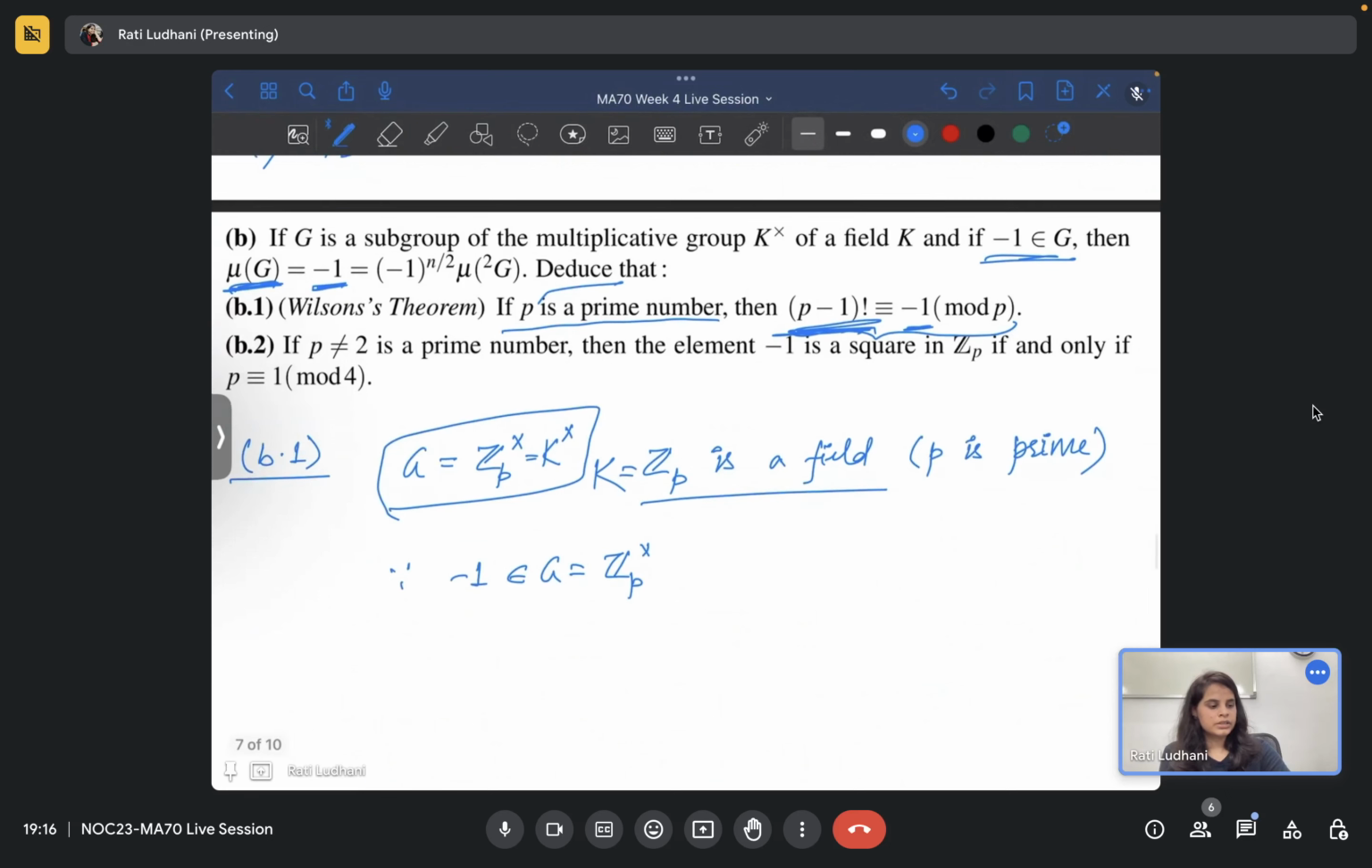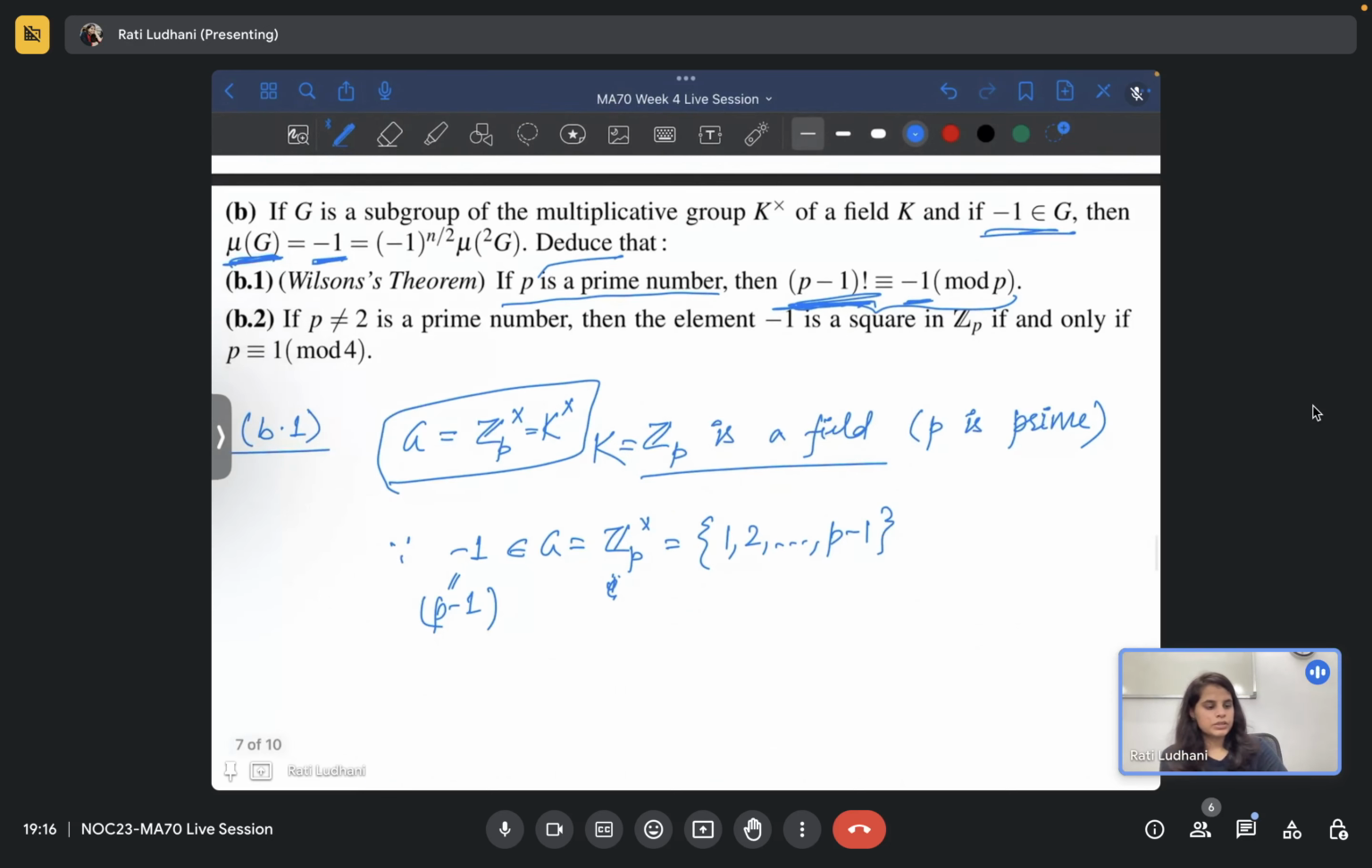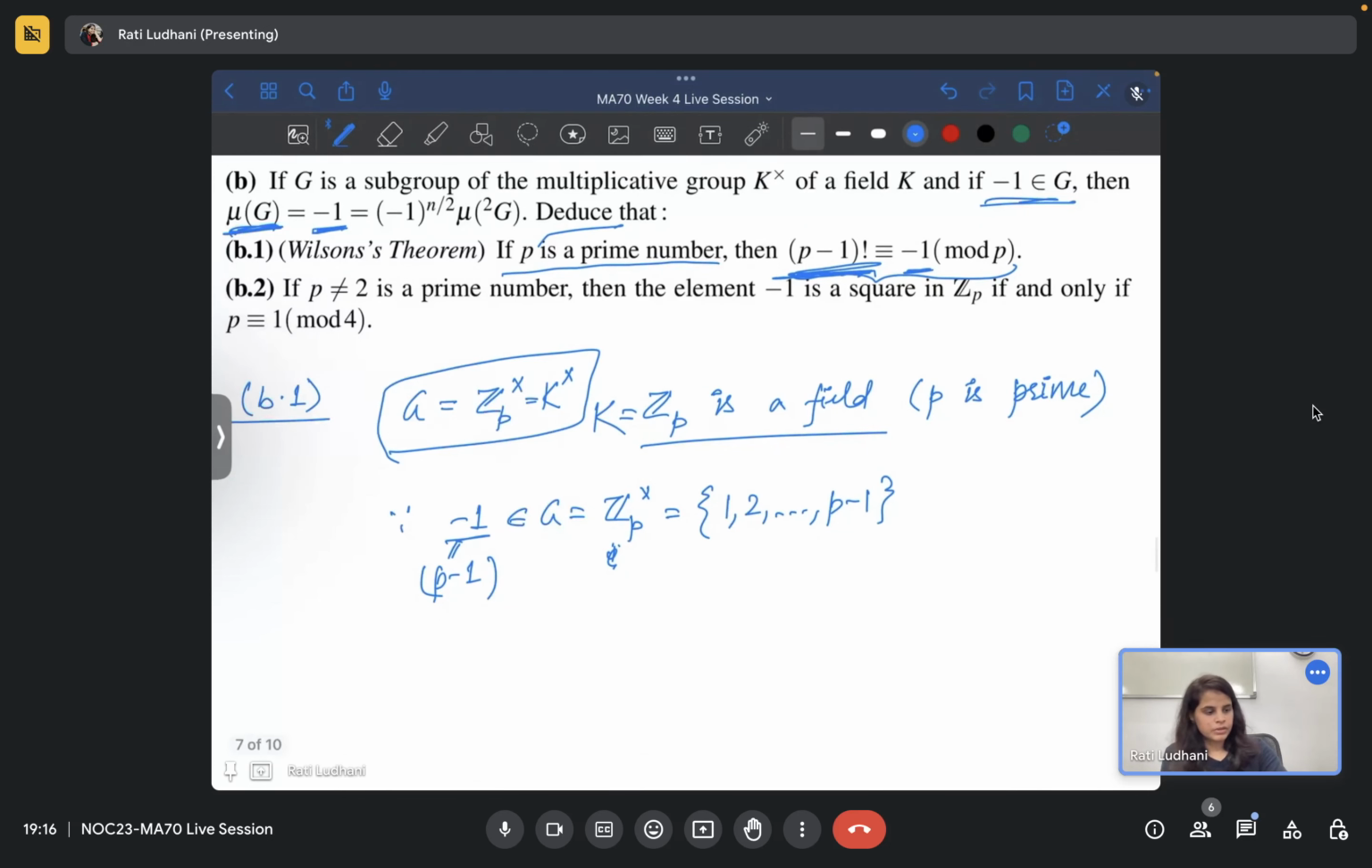What is that? This is like P minus 1. So you know that ZP cross is what? 1, 2, up to and so on, P minus 1 mod P. So P minus 1 is -1 mod P. So this -1 is just P minus 1. So it is there in G.